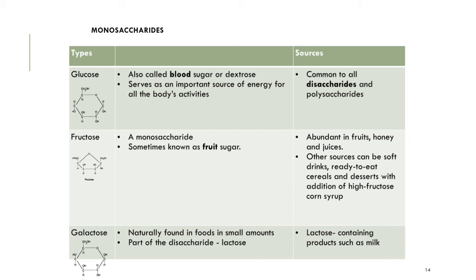What about fructose? It's also a monosaccharide. Fructose is found predominantly in fruits, so it's also known as fruit sugar. It is abundant in fruits, honey and juice. Other sources can be soft drinks, ready-to-eat cereals, etc. So processed food also contains a high amount of fructose. Galactose is naturally found in foods in small amounts compared to glucose and fructose. It makes up part of the disaccharide lactose. We get our galactose in our diet mainly from lactose-containing products such as milk.